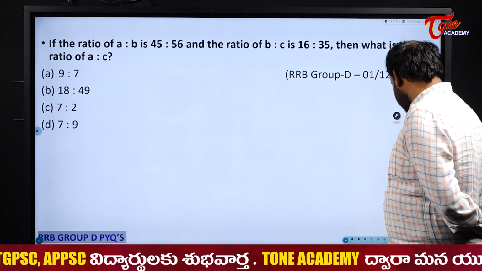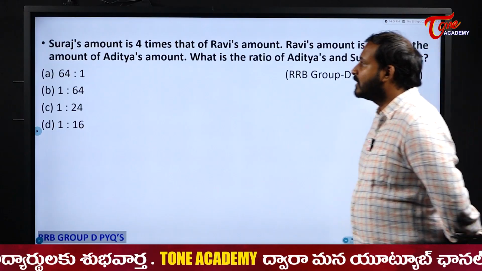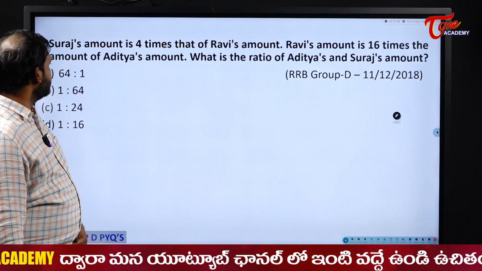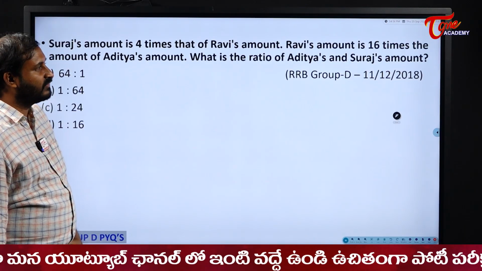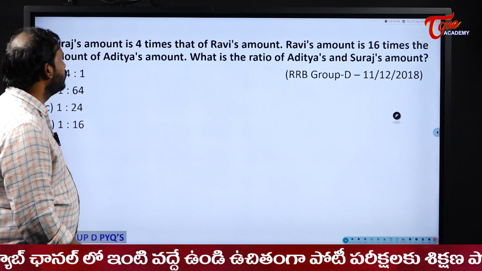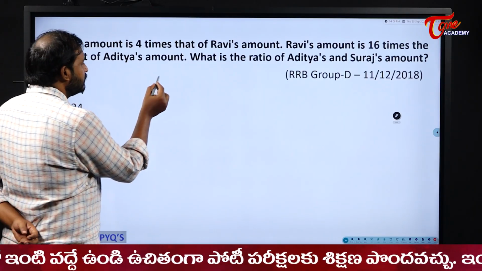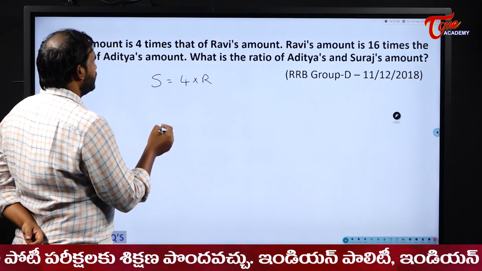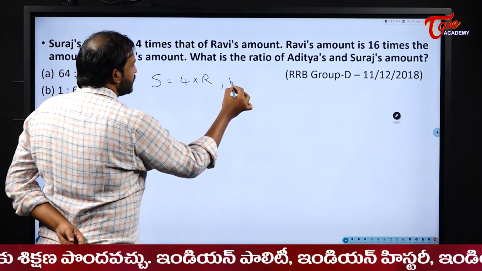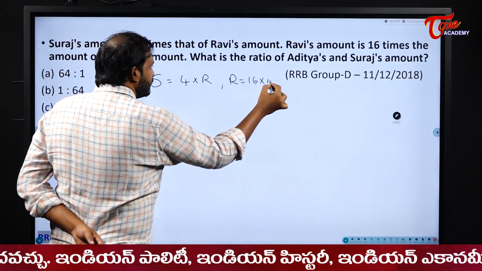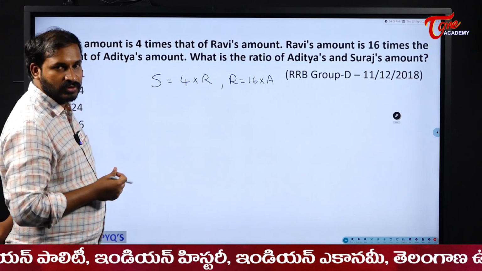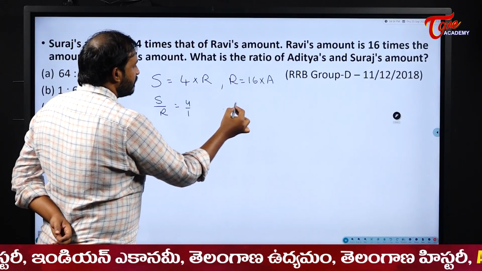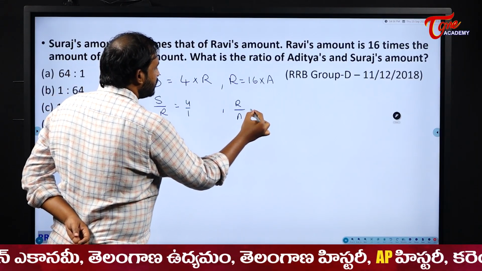Okay. Right. Next one. Now, Suraj's amount is 4 times that of Ravi's amount. Ravi's amount is 16 times that of Aditya's amount. What is the ratio of Aditya and Suraj's amount? Suraj is equal to 4 times of Ravi. Ravi is equal to 16 times of Aditya. They are asking us Aditya and Suraj. Now from this, S by R will become 4 by 1. From this, R by A is equal to 16 by 1.